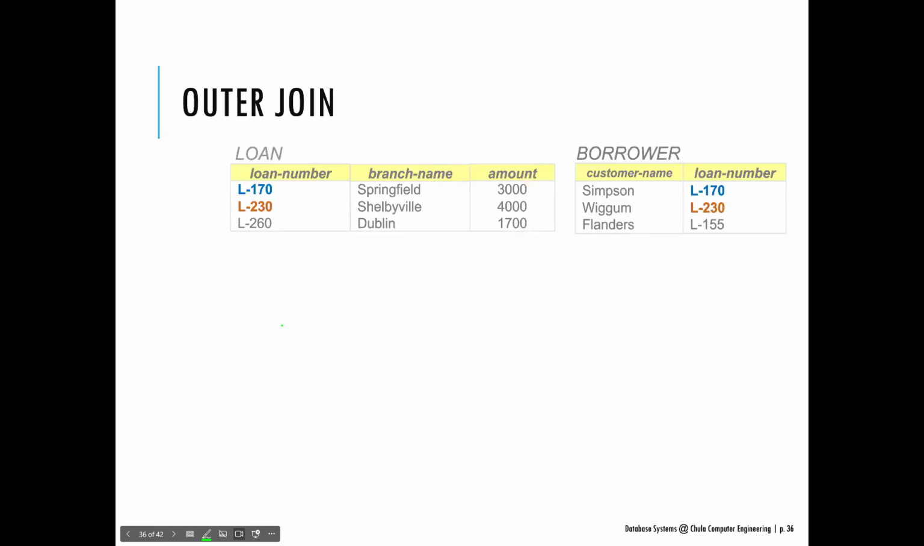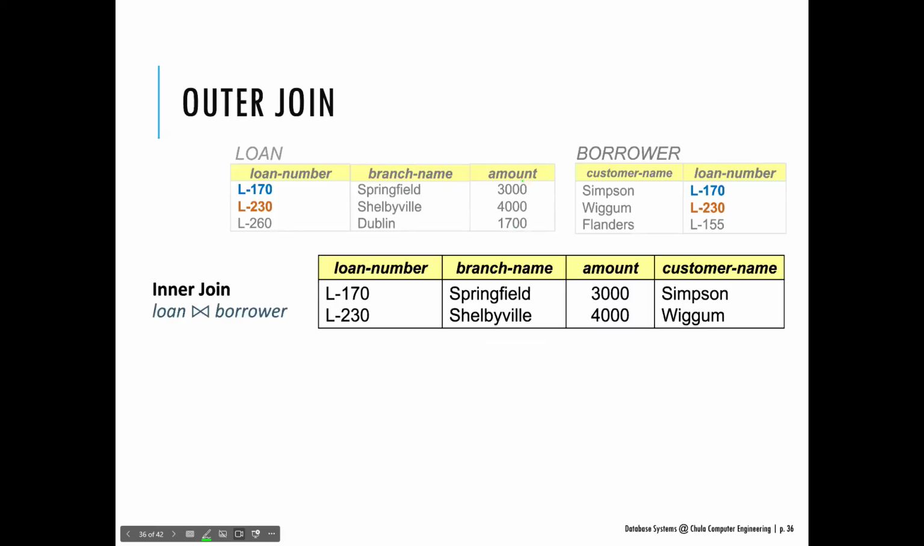So what we do here is that I still have these two from the previous slide. And now if we do the inner join, if you remember, I said loan join with borrower. What it does is that it takes all the pairs with the same name, right? I have this loan number and loan number here, and it came to this loan number. So this loan number actually will be discarded, but I have branch name, amount, and customer name here.